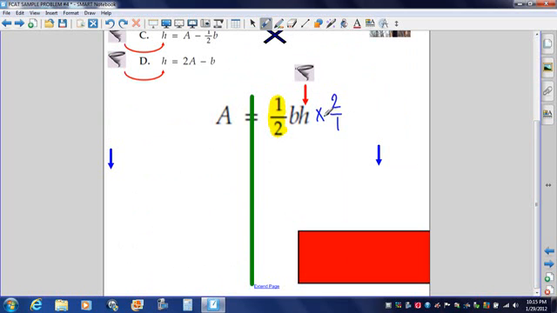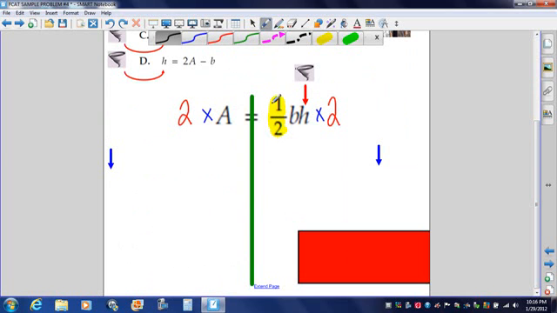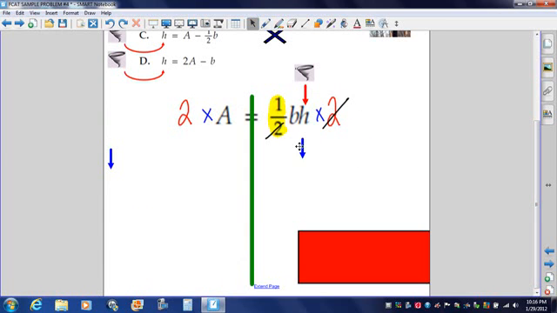Now remember, multiplying by 2/1 is really the same thing as multiplying by the whole number 2. So whatever I do to one side, I'm going to do to the other. On this side of my equation, I'm going to multiply by 2 also. The denominator 2 and the whole number 2 will cancel each other out. So on this side of my equation, I'm left with 1, the variable B, and my tornado H.